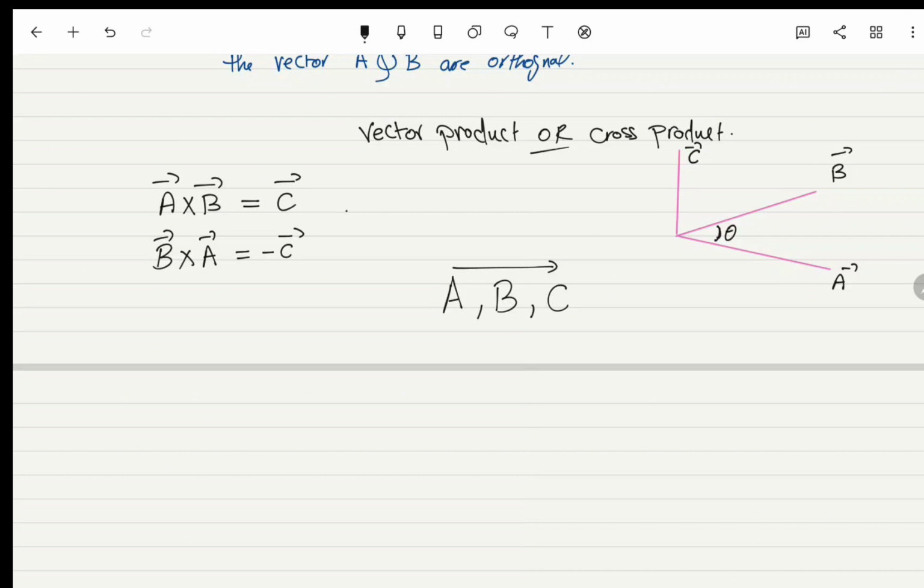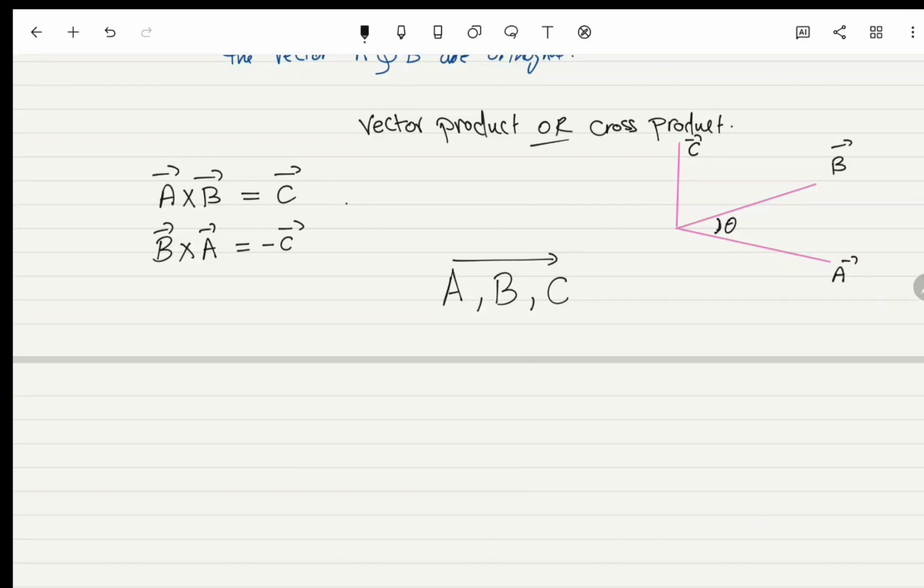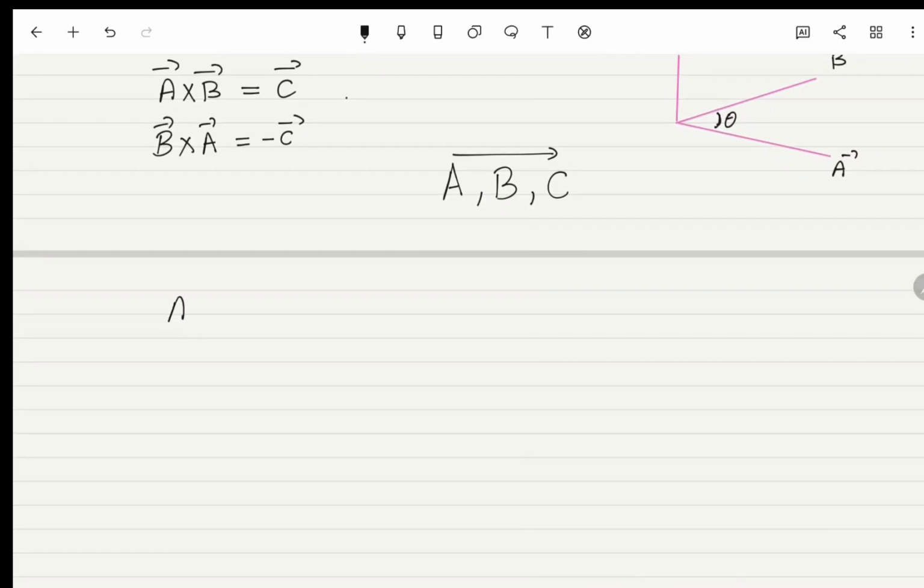Otherwise, the answer is negative. Now B cross A, and remember, after B it's C, it's not A. So B cross A, the answer is minus C, and C cross B, remember, after C it's A. So C cross B is minus A. Now A cross B, the magnitude is equal to the magnitude of A, magnitude of B, sine theta.